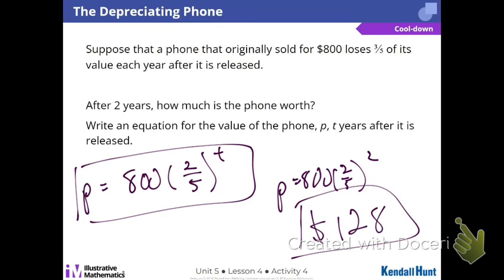Quite a few people got something in the 200s. What'd you do? They multiplied by 3/5, which means it only loses 2/5. Good mistake. Good mistake to make now, right? Okay.